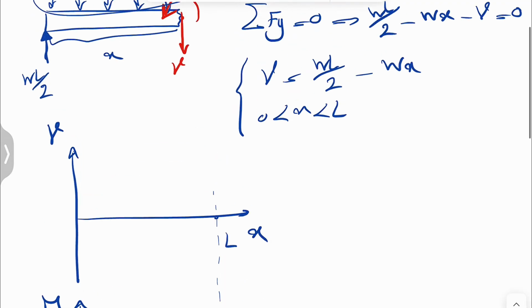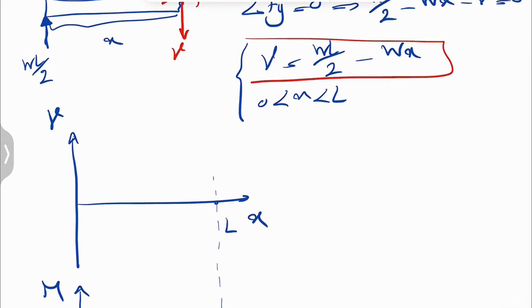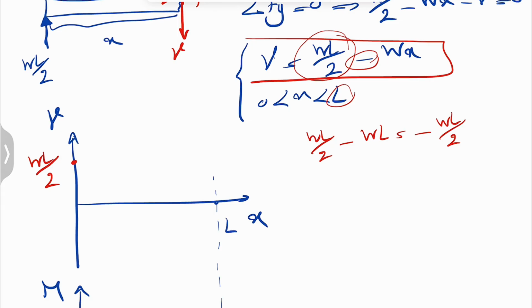Same in here. So the rest, we can see that our equation for V is a linear curve. We can just put x equals 0. If you put x equals 0, it's going to give us WL divided by 2. And since we have a negative sign, we know the slope is going to be negative. And if we put the ending point, which is L, it's going to be WL half minus WL, which is going to be negative WL divided by 2.